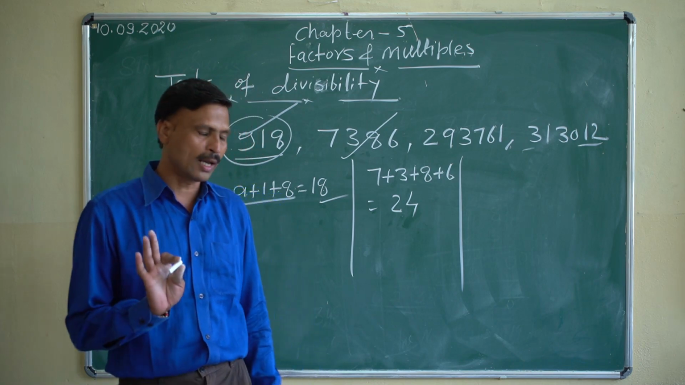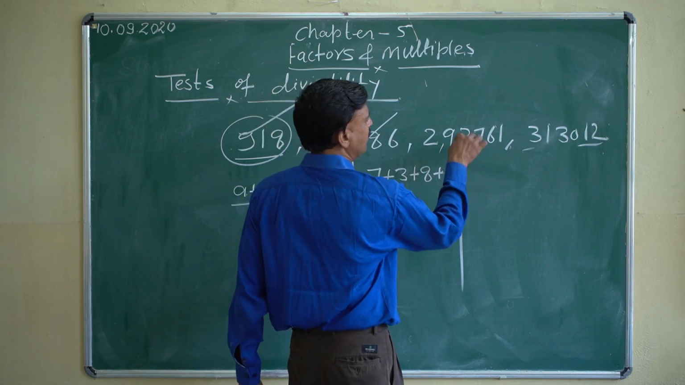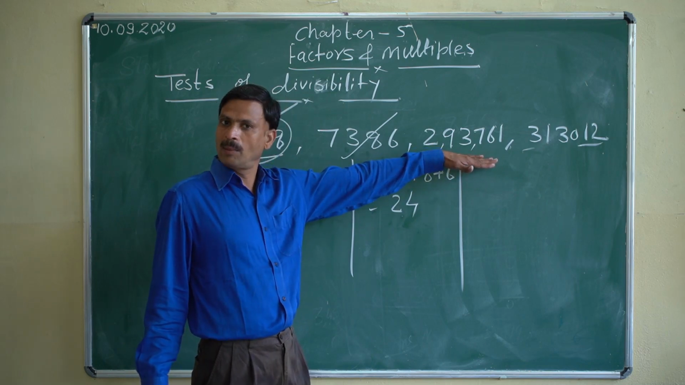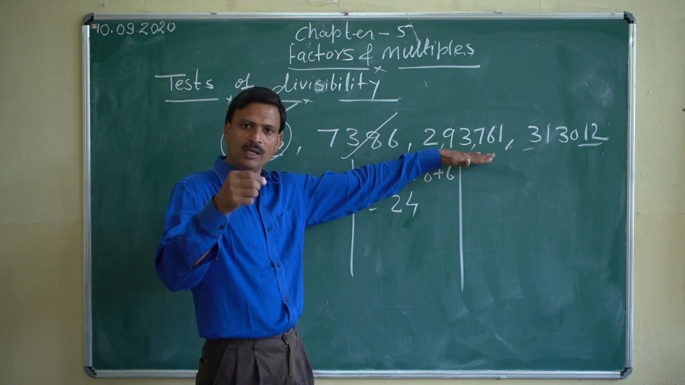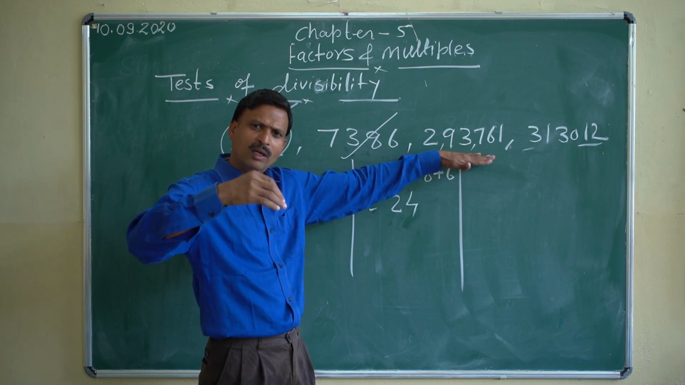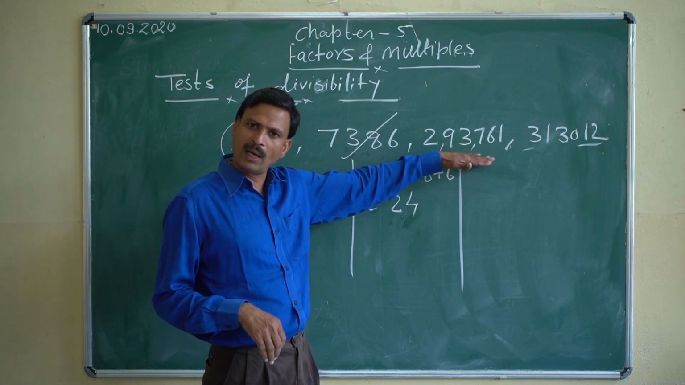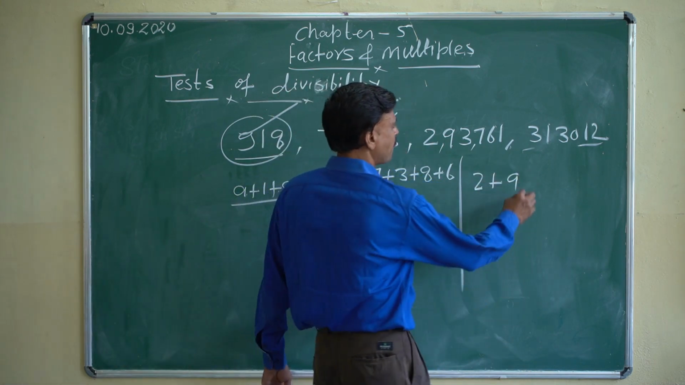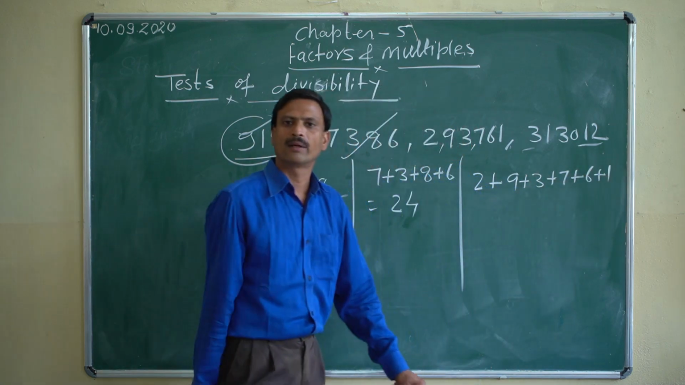Got it? Now, the next number is 293,761. Now we'll check whether this number is divisible by 3 or not. Here also we'll add the digits of the number. If the addition is a multiple of 3, or divisible by 3, then the number will be divisible by 3. So we are adding: 2 plus 9 plus 3 plus 7 plus 6 plus 1.